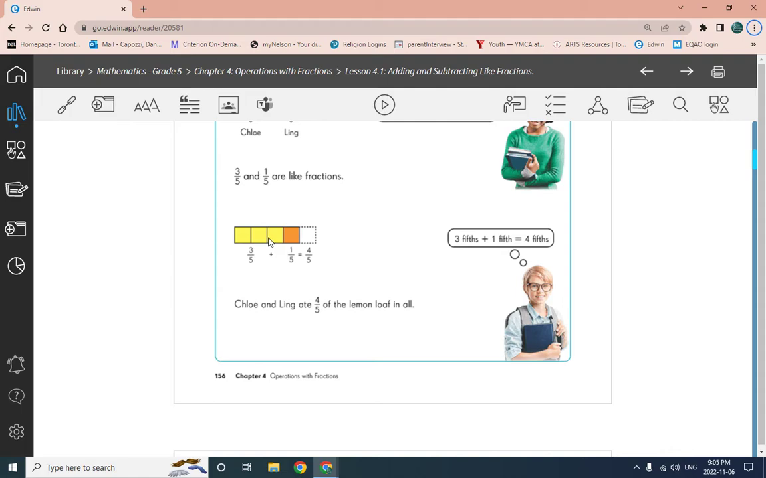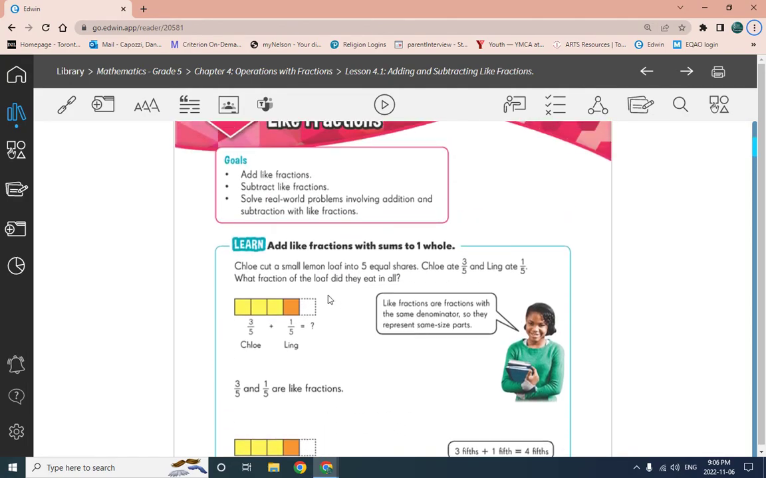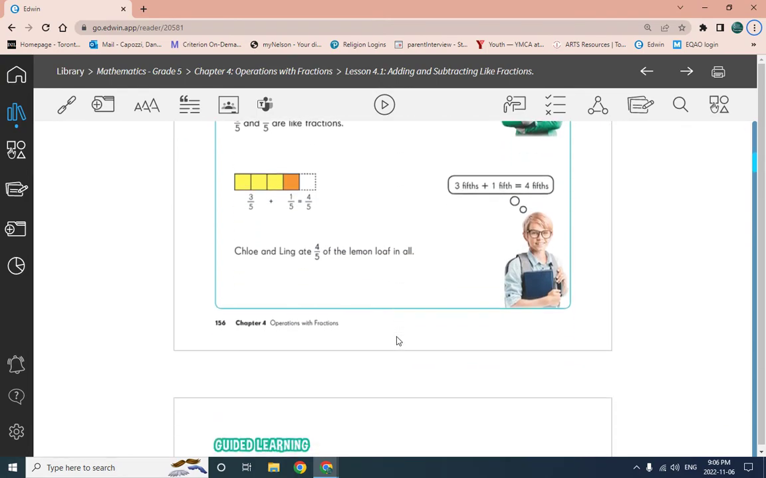So right here you can see that 3 yellow pieces and 1 orange piece, when you add them together, gives you 4/5, or 4 total pieces out of a complete total of 5 pieces. So 3 of the fifths plus 1 of the fifths gives you 4/5, as it says right here. So going back to our initial question, what fraction did they eat in all? 4/5 would be how much they ate.